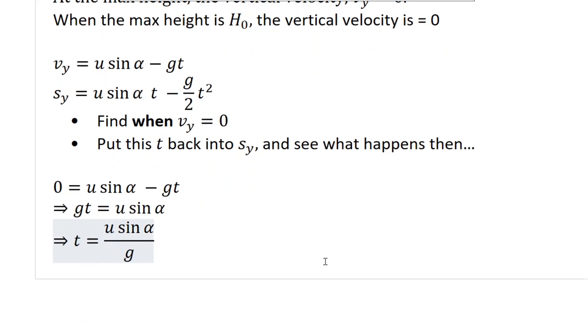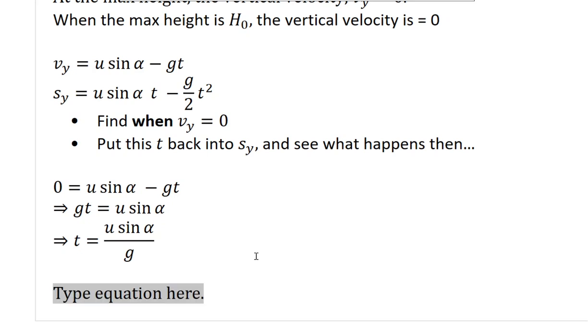And a lot of this, you'll see a lot in your practice with questions, that the time at the max height is always something that looks like this. So what we then do is put that time back into our Sy equation, because h0 is a height, which is an Sy.